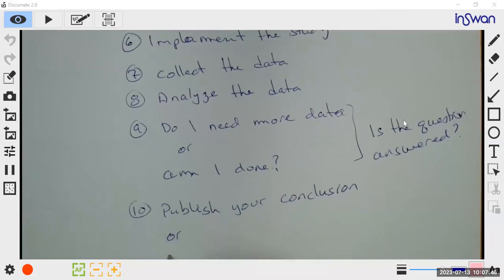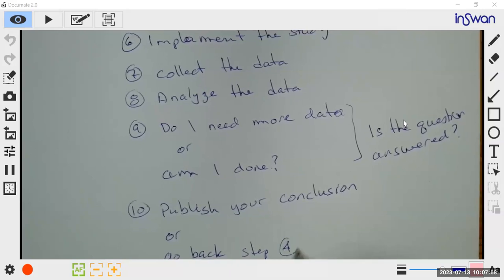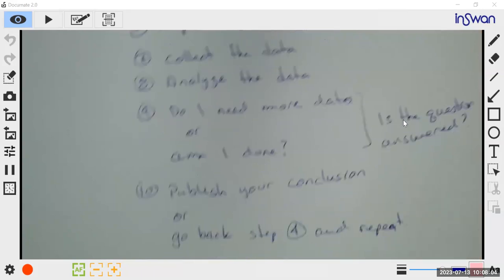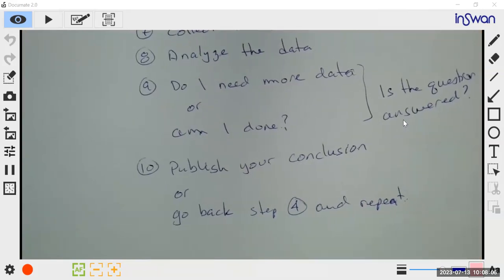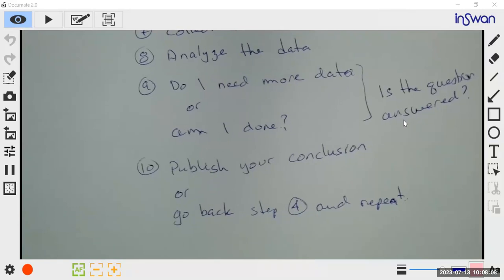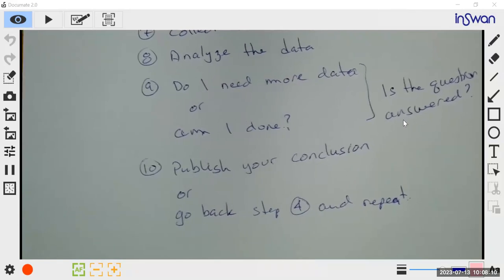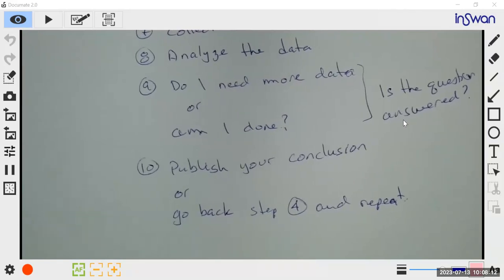Or go back to step four and repeat. Step four is determine the type of data you need. Because obviously, if you can't answer the question, you either don't have enough data or you got the wrong data.